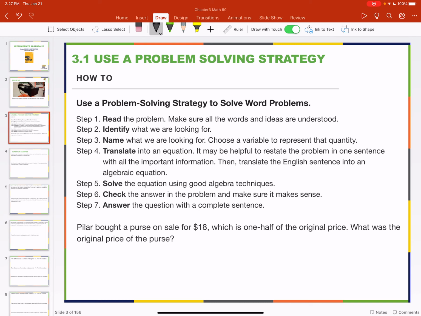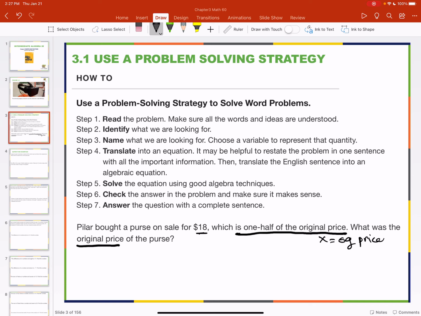Okay, so let's do an example. We have Pilar bought a purse on sale for $18, which is 1/2 of the original price. What was the original price of the purse? So, okay, fine. So they're trying to find the original price of the purse. So I'm going to let X equal the original price of the purse, okay?